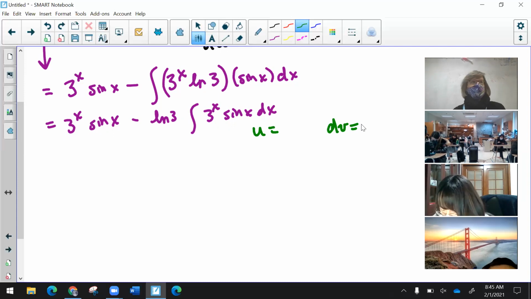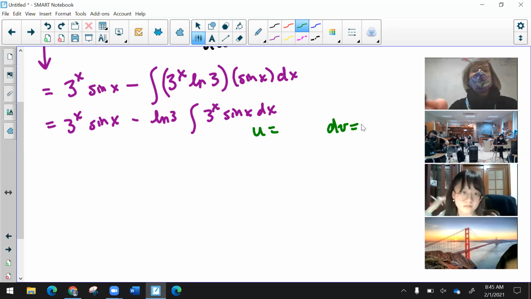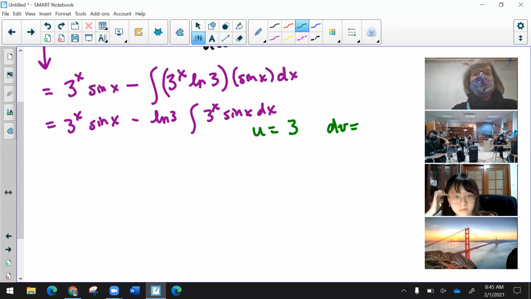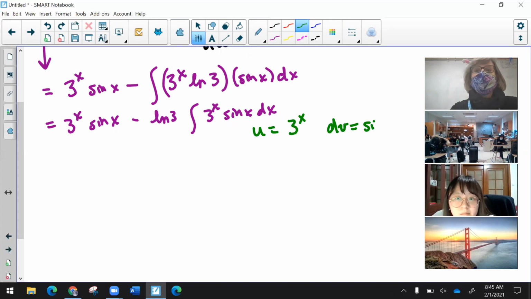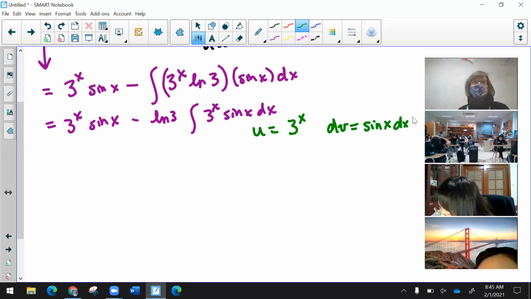Omniscient narrator: if you want this to work out, you want to keep your choice of u and dv the same. So if I chose 3 to the x as my u before, I want to choose 3 to the x to be my u now. And then my dv is going to be sine x dx.